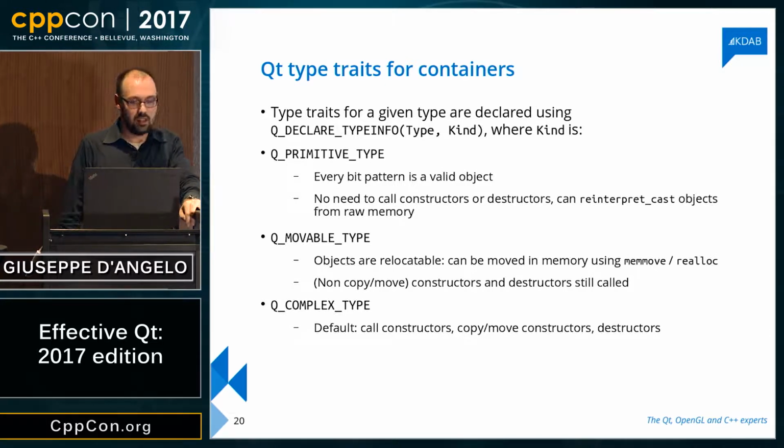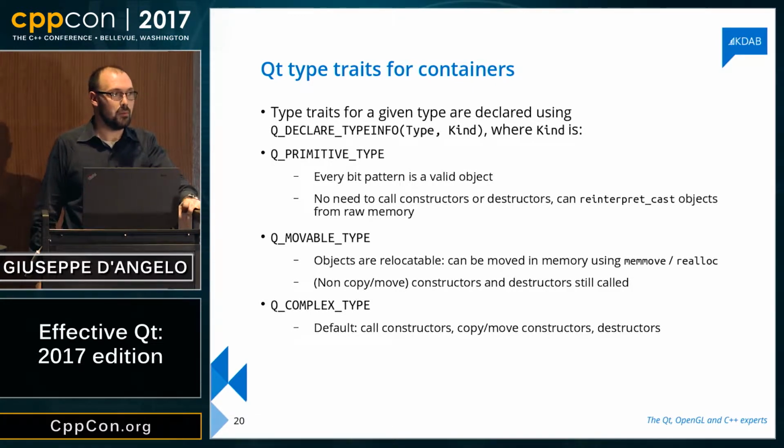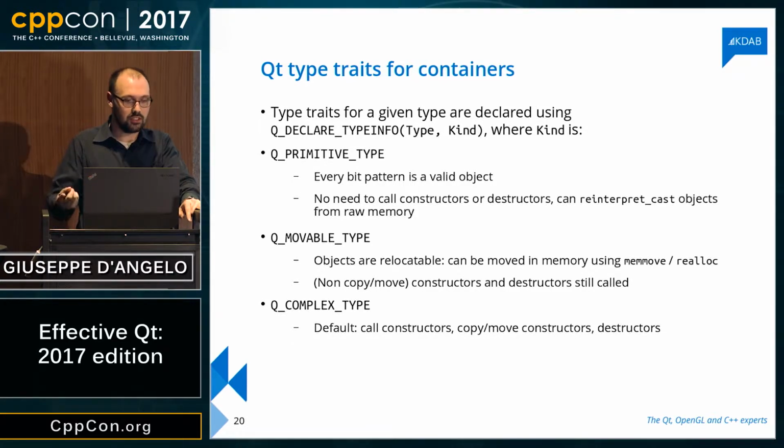That's the default. Or you may decide to declare the type movable, meaning you can move this type in memory by using memcopy or memmove. So you only need to call constructors and destructors while creating instances. But if you have an existing instance and you want to move it in memory, just memcopy it over. That's fine. And there is also a further one, which is called primitive type, which is even one step beyond that. It means that every bit pattern is a valid object. So a primitive type is also movable, but that's something else. Okay, I'm not going to discuss it right now.